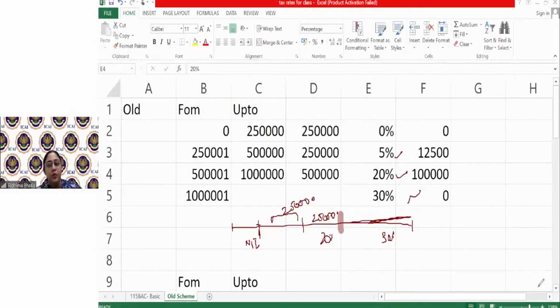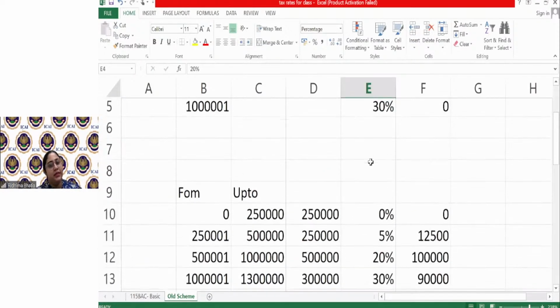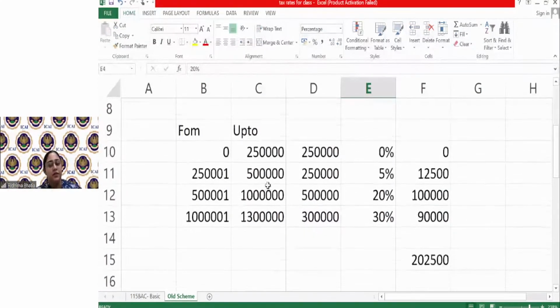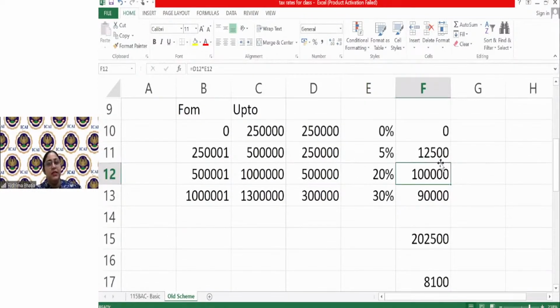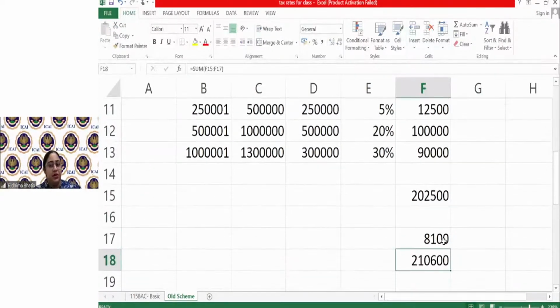Okay. Now, suppose my income is, let's take an example, 13 lakh. So on the first 2 lakh 50, no tax. On the next 2 lakh 50, 5%, that is 12,500. Then on the next 5 lakh, 20%, and 10 lakh above, 30%. So 3 lakh pay 30%, 90,000. Sum of this comes to 2 lakh 2,500 plus cess. Cess is applicable here also, 4%. So the total comes to 2 lakh 10,600. Is it clear?